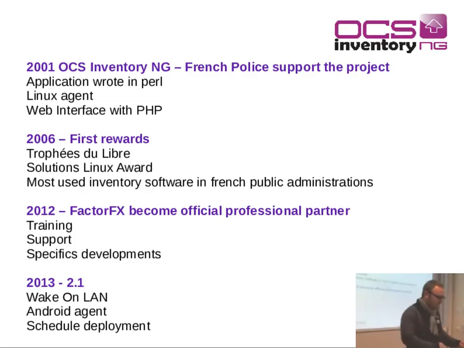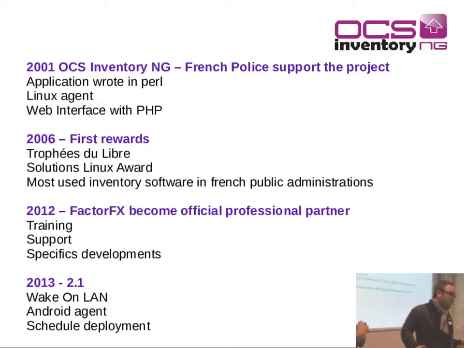A bit of history. OCS Inventory started in 2001, so it's quite an old software. At the beginning, it was just to cover a need of the French National Police. They needed a software to inventory their network and a solution to deploy software as well. The French National Police is pretty open source minded. Just to illustrate it, all their computers now are running on Ubuntu. They have a specific distribution called Gendbuntu, on 70,000 computers. That's quite a lot.